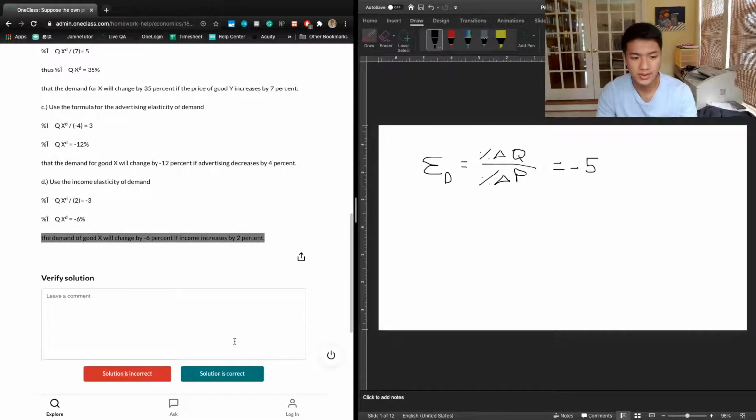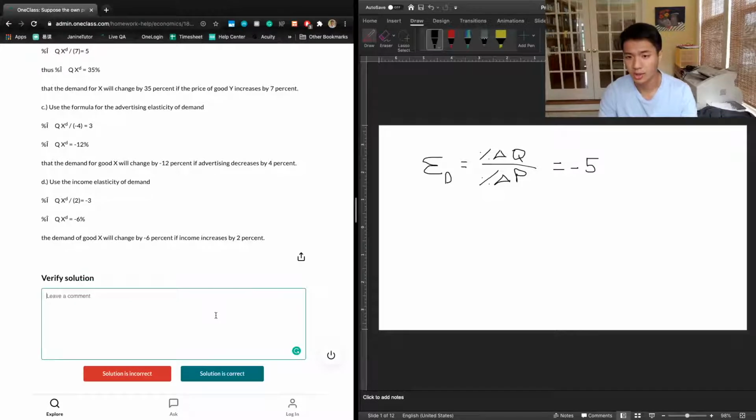So all these answers really just depend on our understanding of elasticity as a concept of responsiveness of quantity demanded to a change in some other variable. And so all these answers are correct, and we have nothing to really correct the previous tutor on because we matched all of their answers.